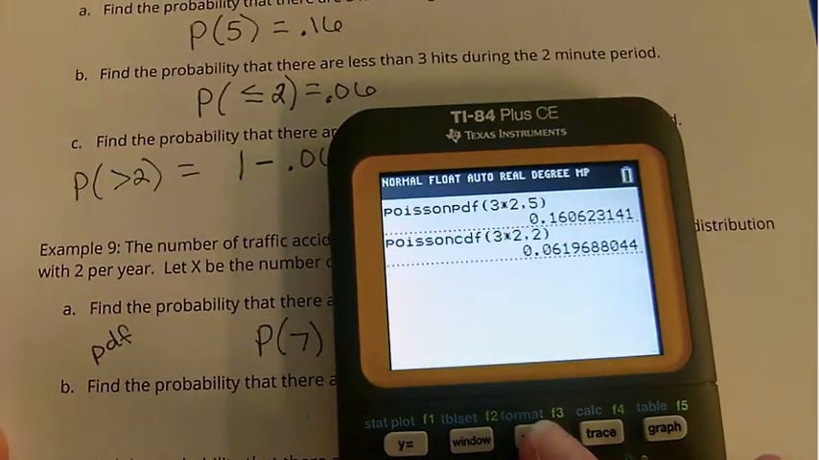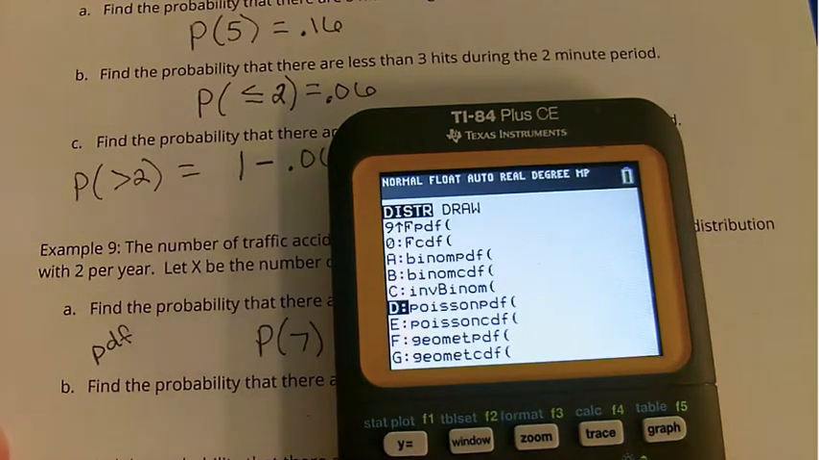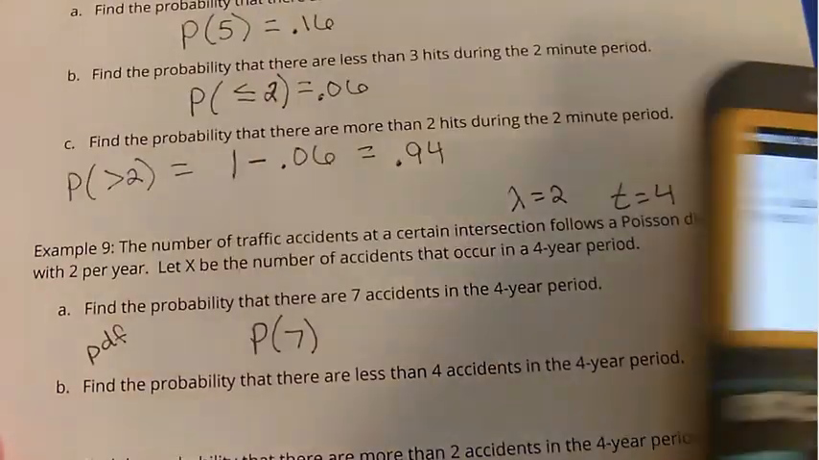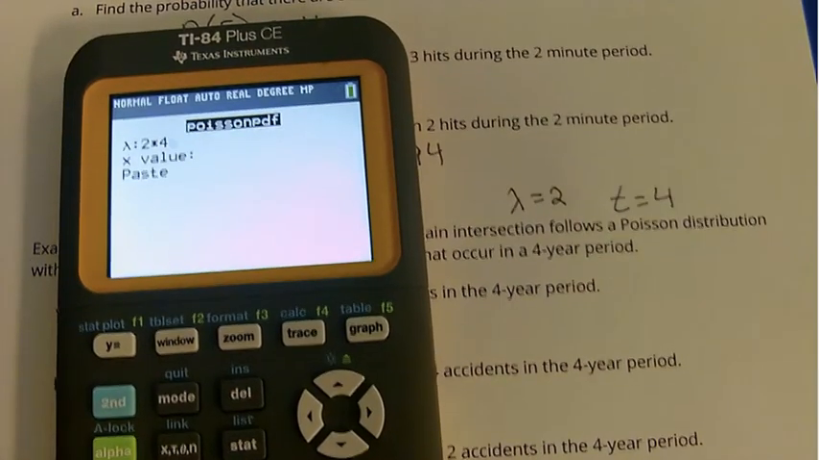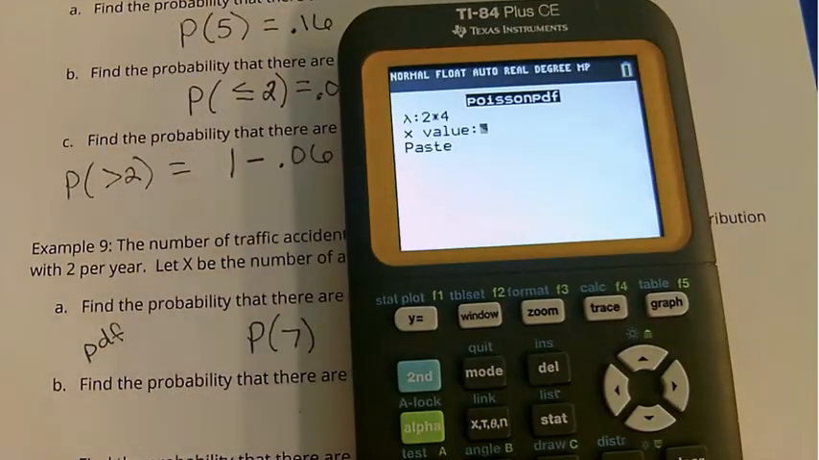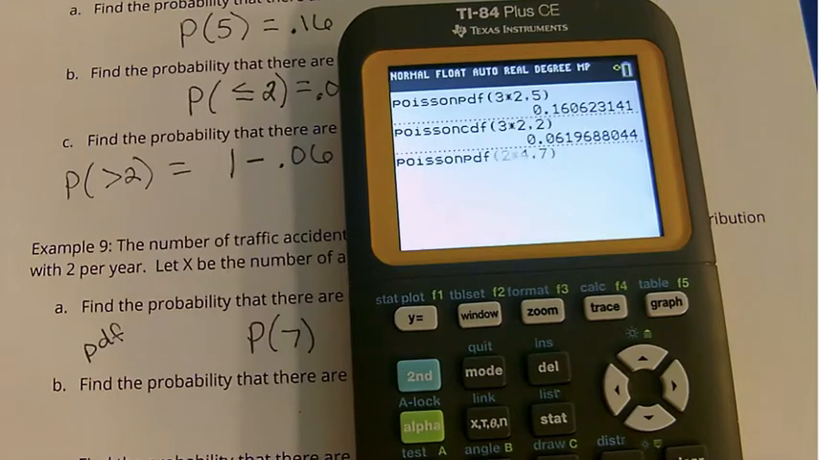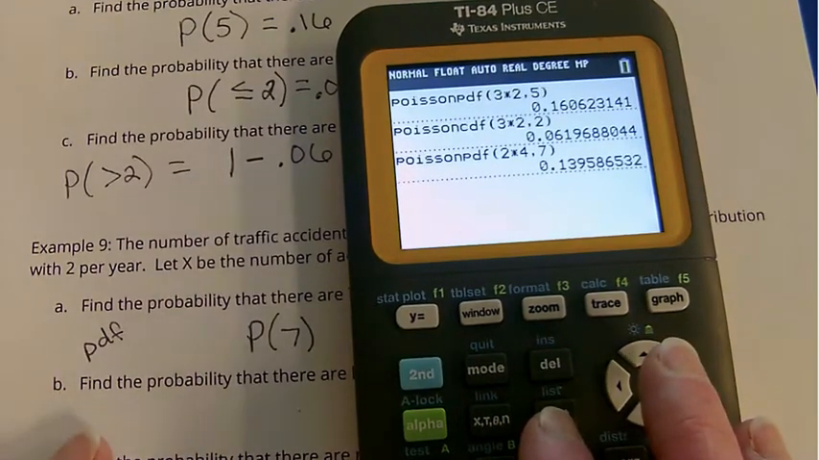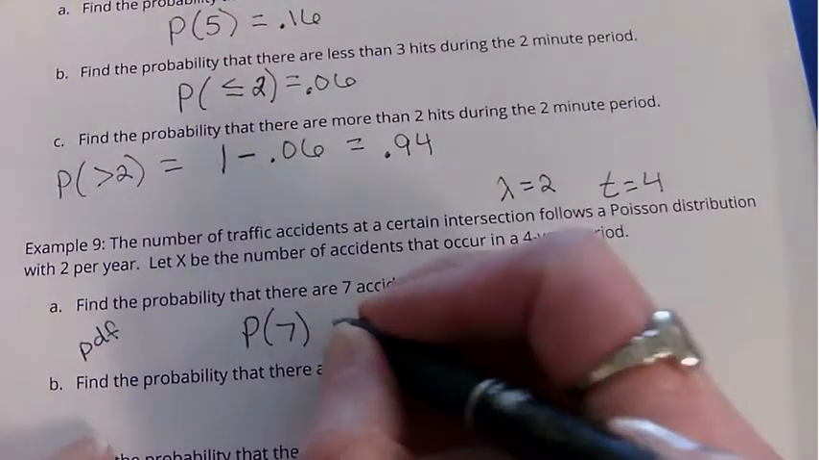So, second vars, PDF, 2 times 4 years, and we're looking for the probability of getting a 7. That's 0.1395. That's basically 0.14.